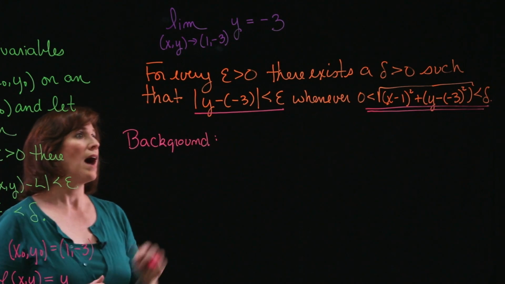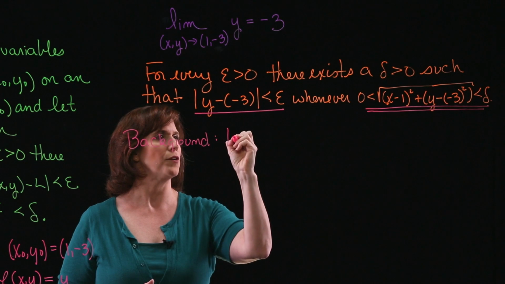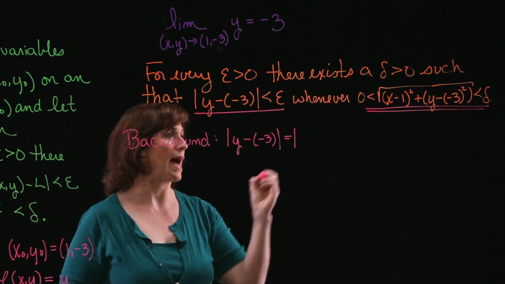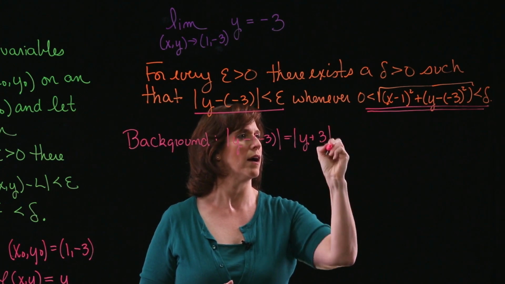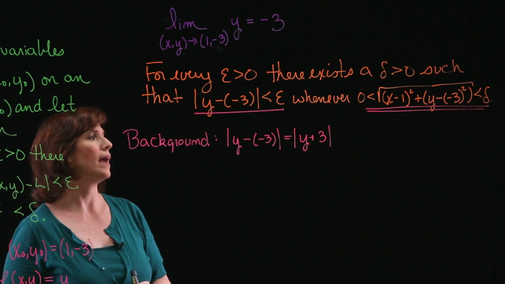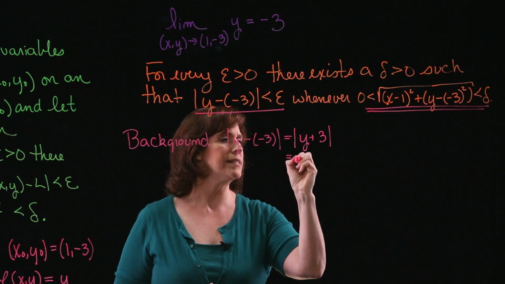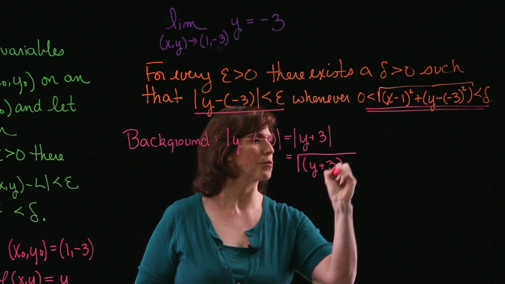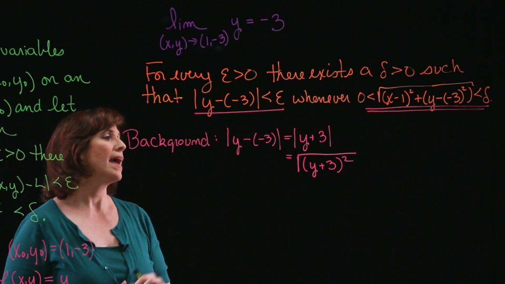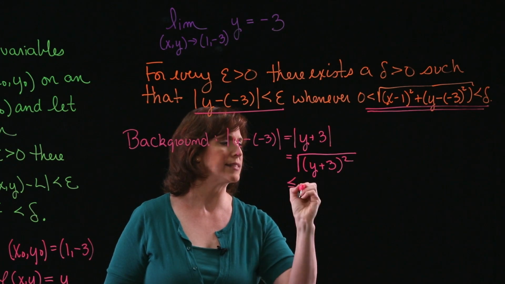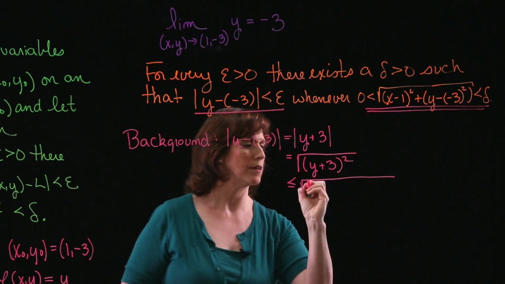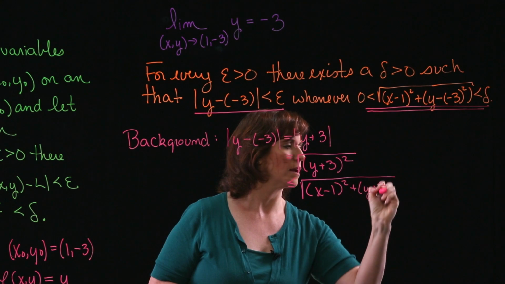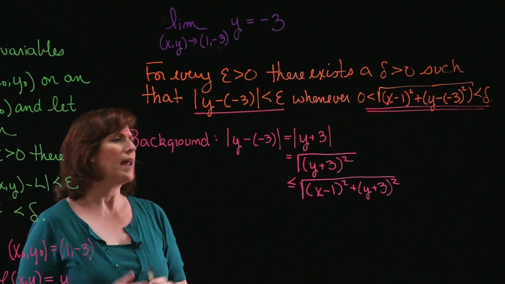So for my background work, I'm going to start with the absolute value of y minus negative 3. And I know that is the absolute value of y plus 3. And I also know that this is the same thing as the square root of (y plus 3) quantity squared. And I know that this is less than or equal to the square root of (x minus 1) quantity squared plus (y plus 3) quantity squared. Now, why do I know that?